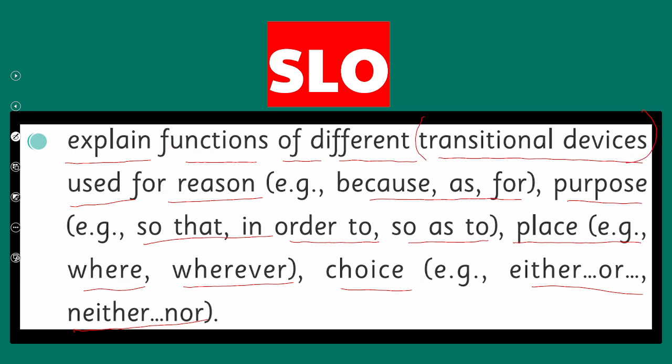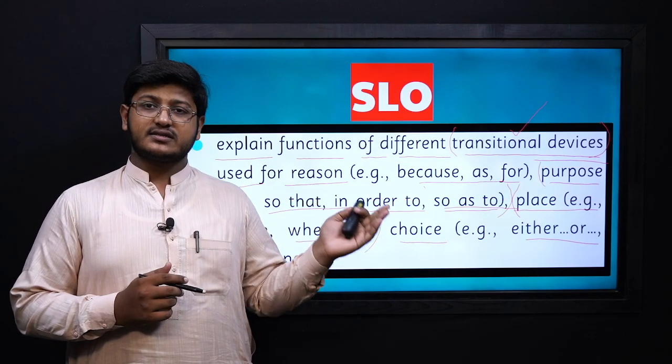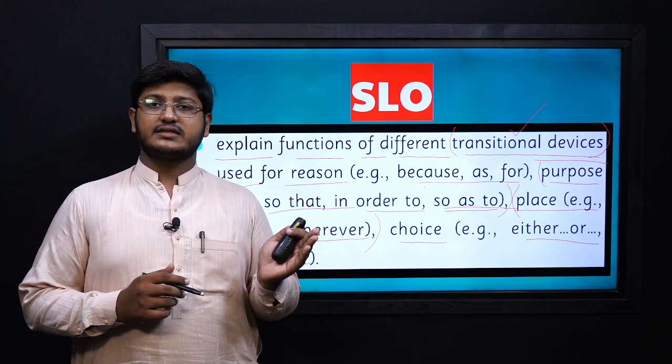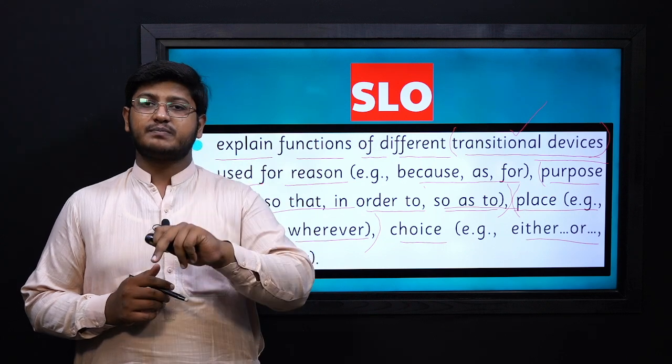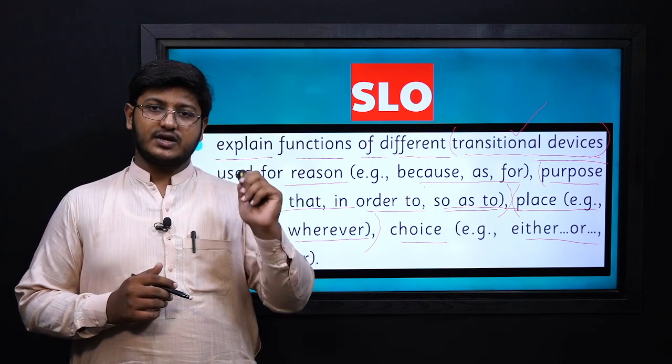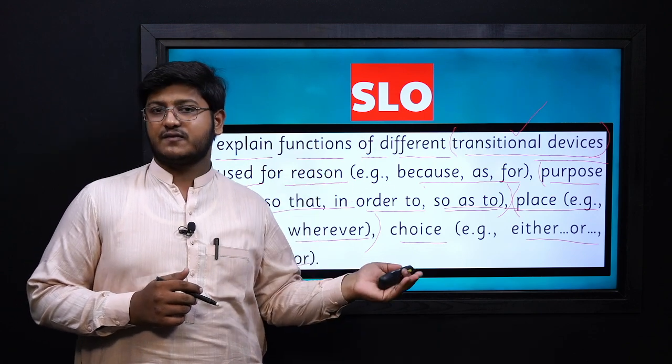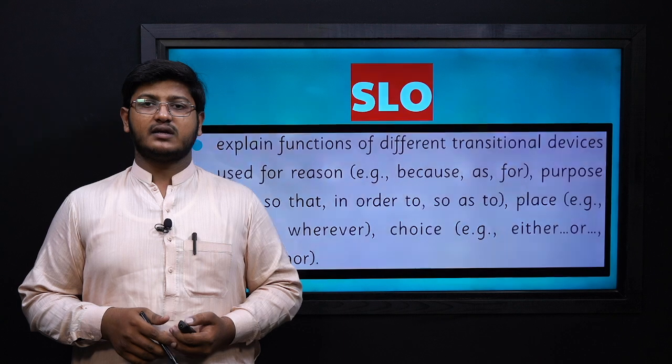In this lecture, we will learn about the transitional devices, and then the transitional devices which are used to show the purpose and the place. So these are the two things which we have to cover in this lecture along with the transitional devices. We will learn what the transitional devices are, how they are used to convey the purpose, and how they are used to tell about the place of something. So this is what we have to learn in this lecture.